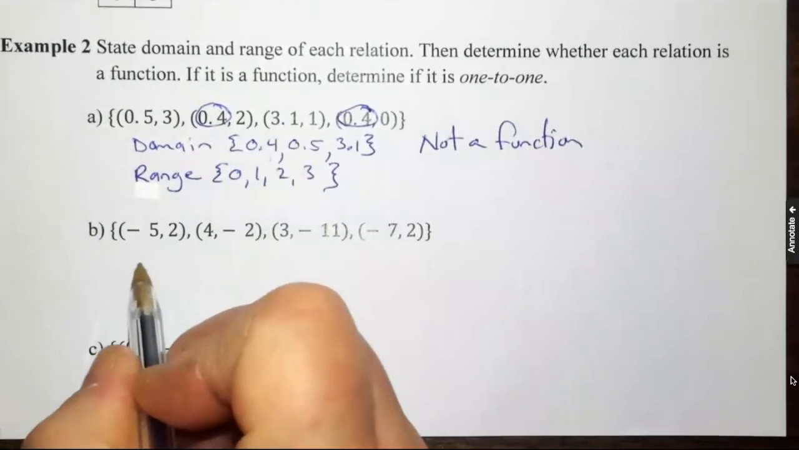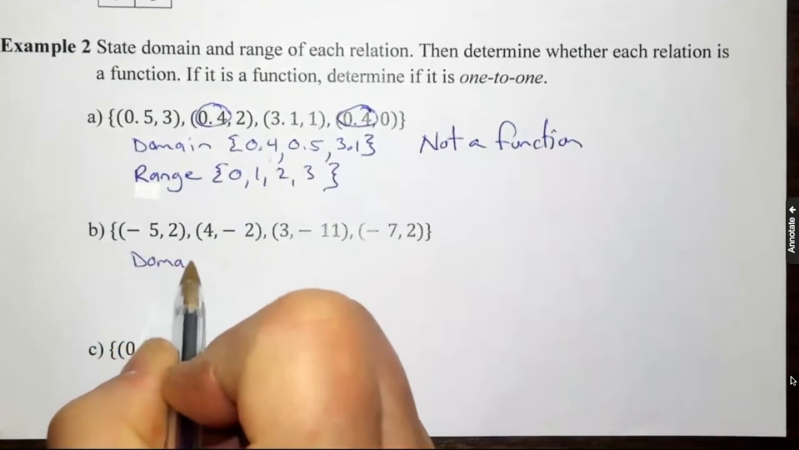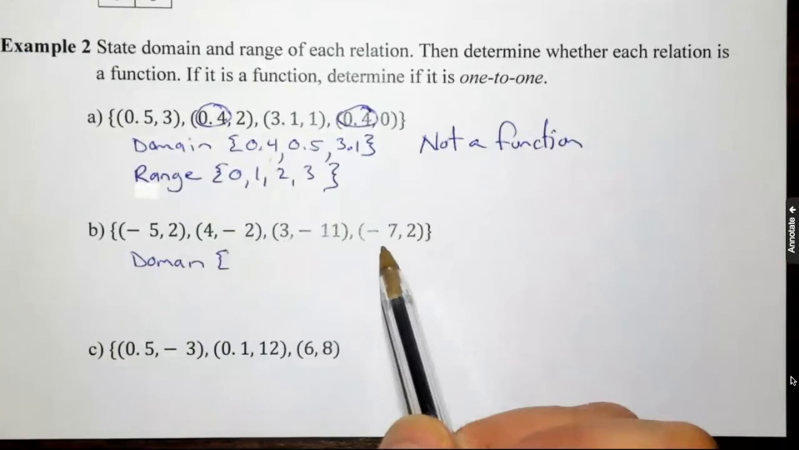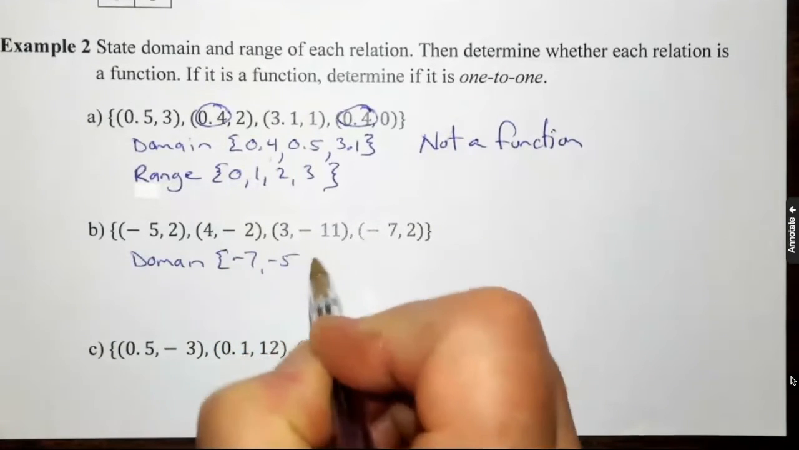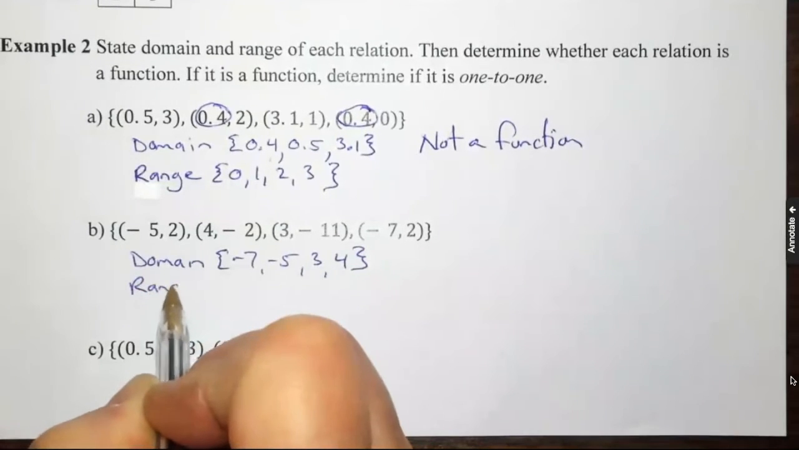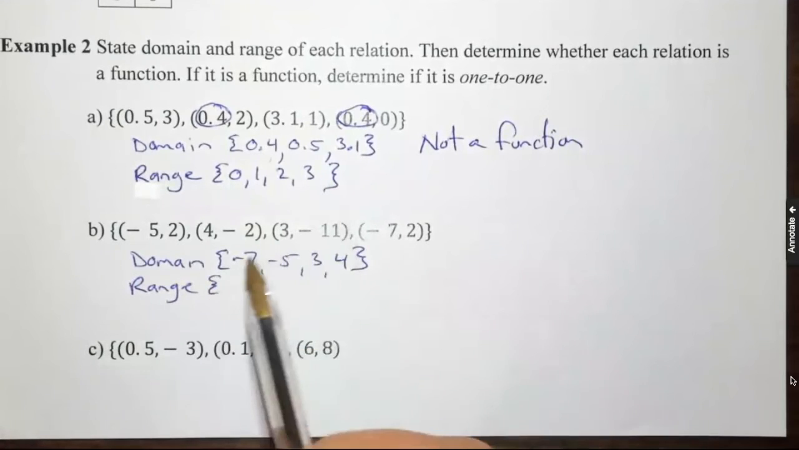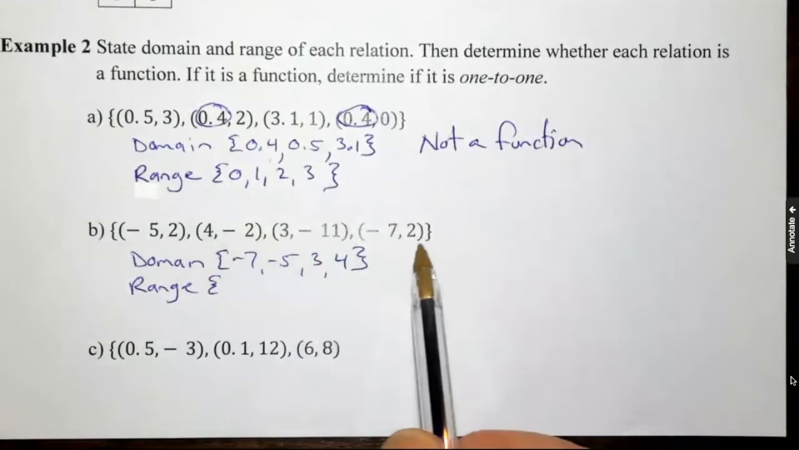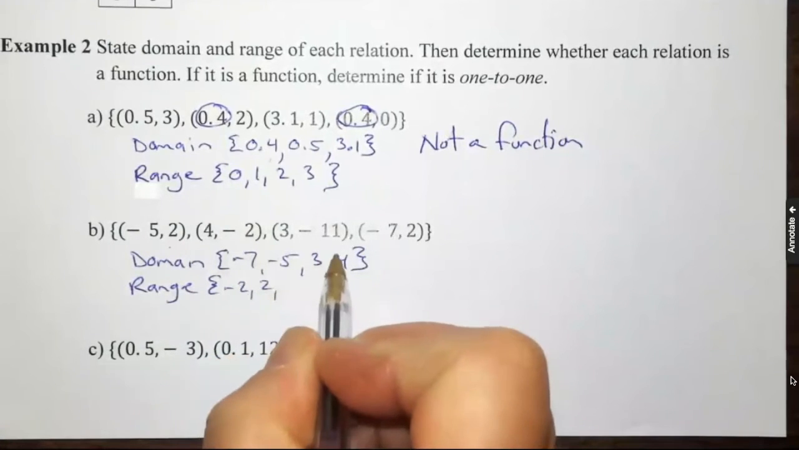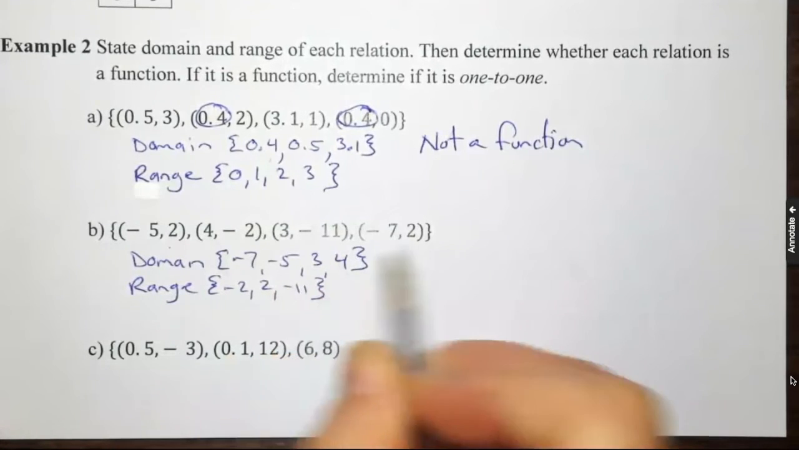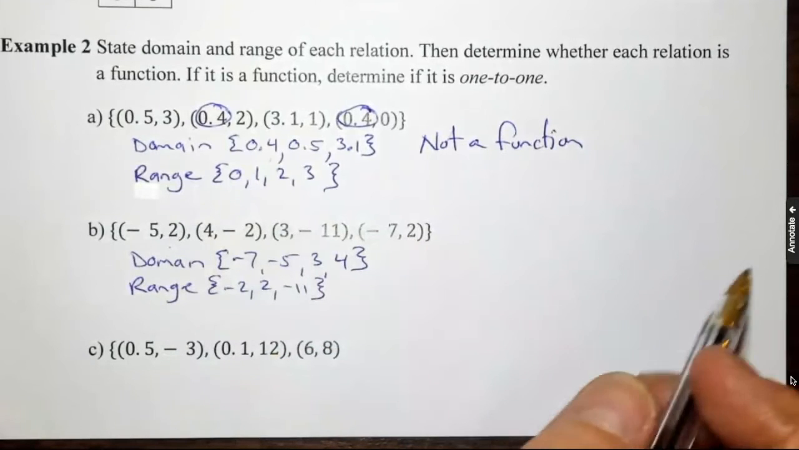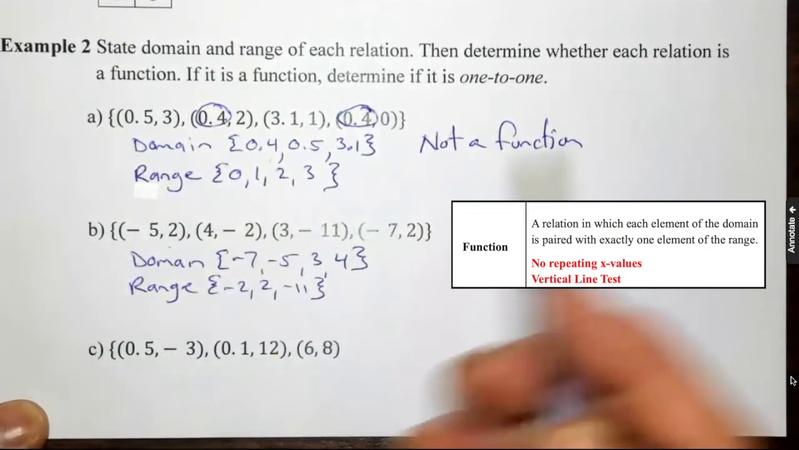Example B. The domain is negative 5, 4, 3, negative 7. So we have negative 7, negative 5, 3, 4. In the range, we have 2, negative 2, negative 11, 2. So negative 2, 2, and negative 11. Again, I see that I have two 2s for my y values, but I'm not going to write them both down.